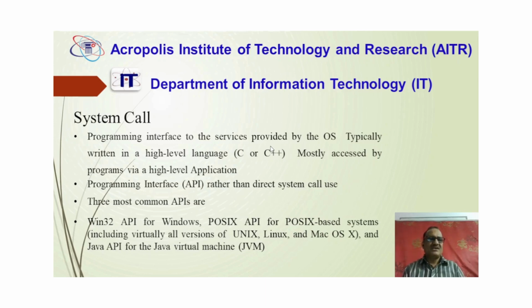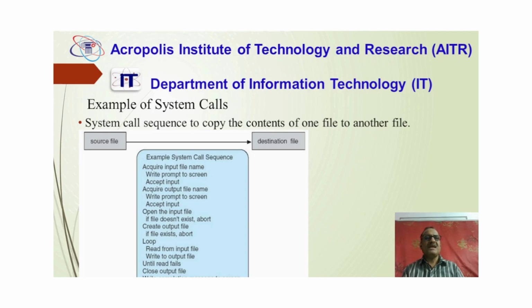These APIs are the Win32 API for Windows, and the POSIX API for POSIX-based systems: Unix, Linux, Macintosh, and there are so many others, such as the JVM. They accept the source file and convert it into a destination file by means of various system calls, as you can see in the diagram. A sequence to copy the contents of one file to another.